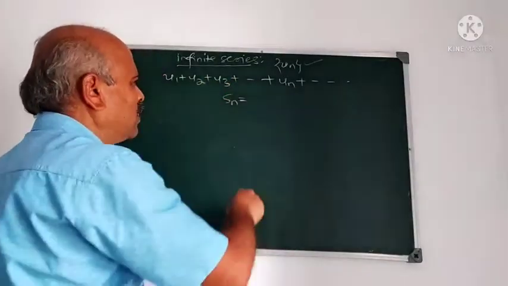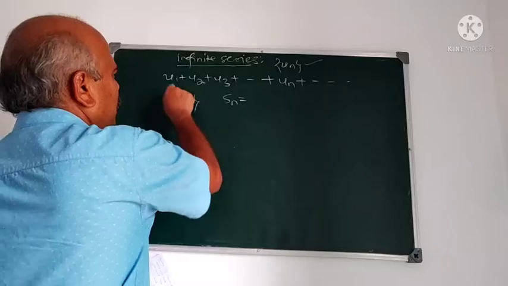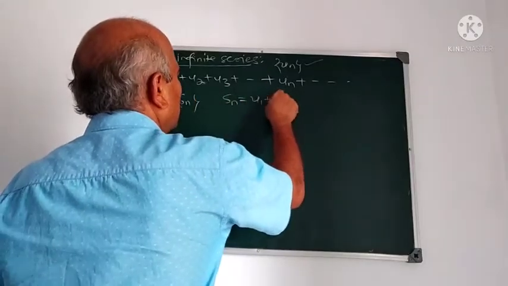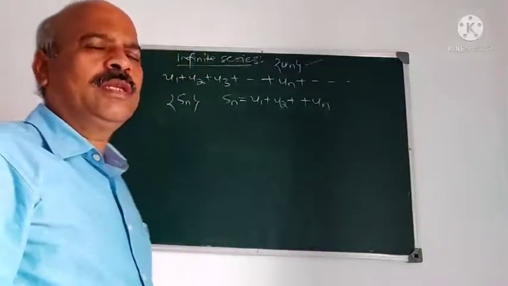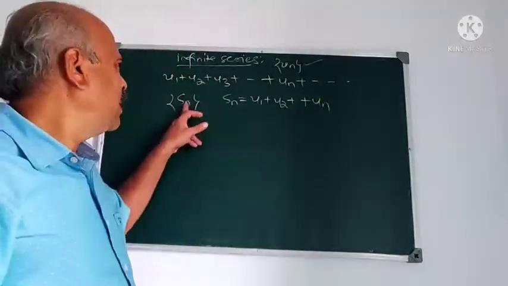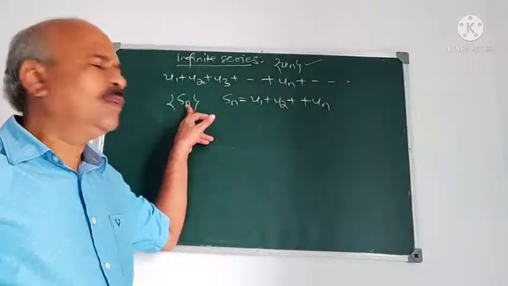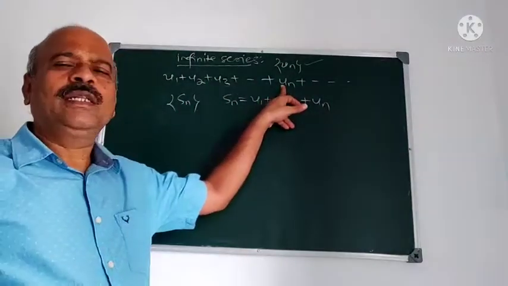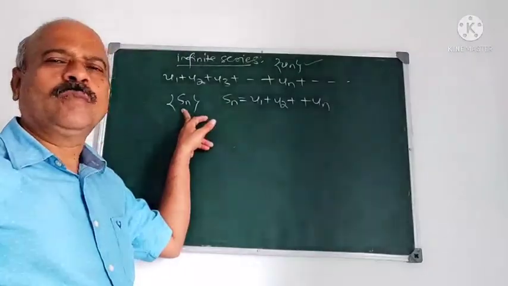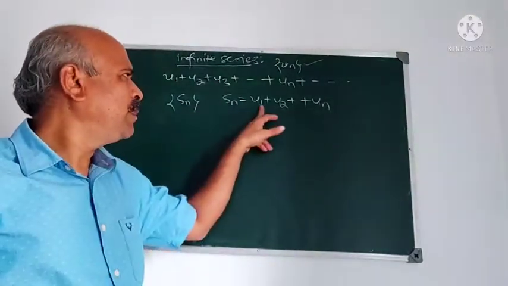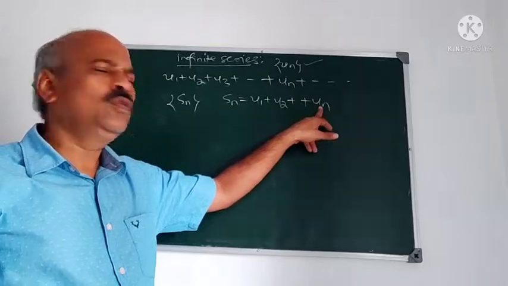We consider the sequence of partial sums Sn, defined by Sn is U1 plus U2 etc. Un. Then, if this sequence converges, then we say that the series converges. If Sn is the sequence of partial sums, how is it defined? Sn is U1 plus U2 up to Un only.